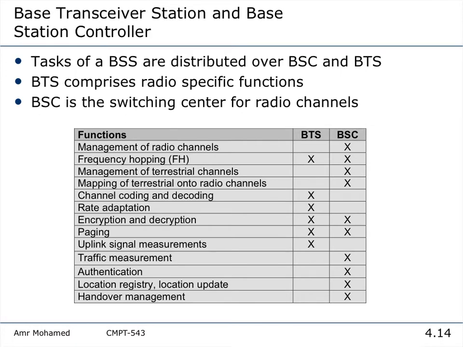So this frequency hopping is actually managed by both the base transceiver station and the base station controller. The base station controller manages how one cell can jump from one frequency to another, but then coordinating these frequency jumps so that there is no collision between the frequencies is done by the base station controller. So the frequency hopping has to be done on 2 levels, and that's why it needs to be managed by both the base transceiver station and the base station controller.